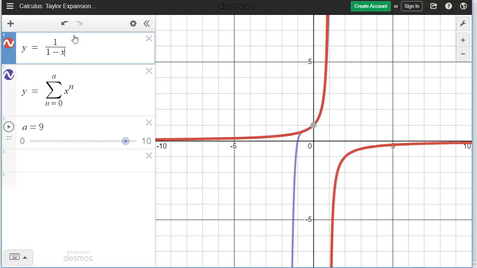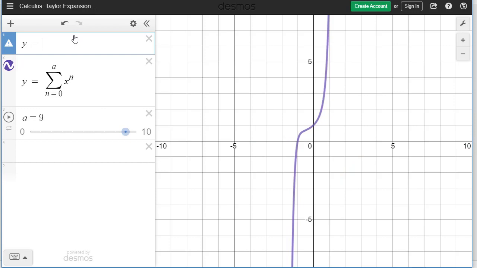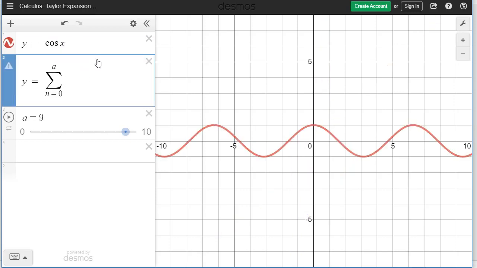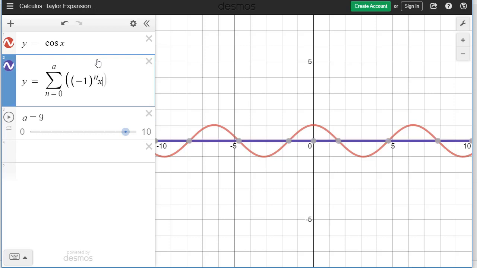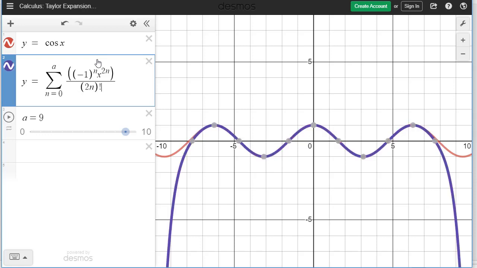Alright, so if we bring up Desmos real quick, I just want to take a second to show you this. If I plug in the function cosine of x, and then plug in the expression that we have, I'm going to put parentheses for my numerator. So I have negative 1 raised to the power of n, times x raised to the power of 2n, and then all of that divided by 2n factorial. Whoa, what happened there? Kind of a weird extra parenthesis. 2n factorial.